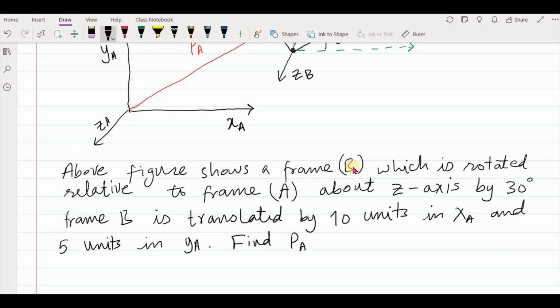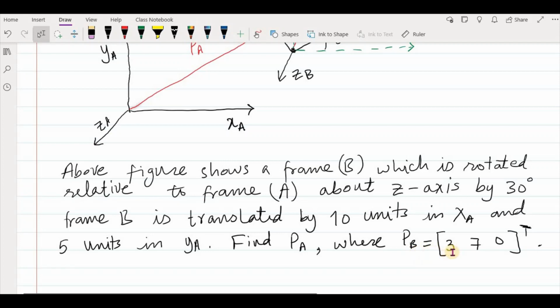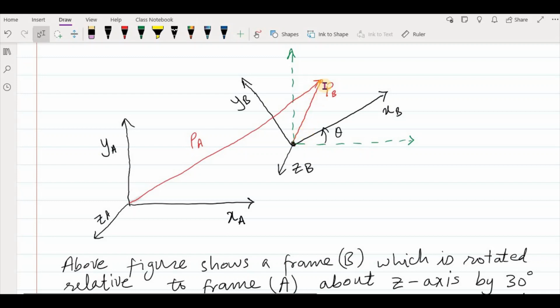Find your position vector A, where your position vector B is [3, 7, 0] transpose. Clearly, we have been given the position vector of frame B, which is 3 along the x-axis, 7 along the y-axis, and 0 along the z-axis. This position vector B has values 3 and 7. It's not proportional actually, I drew it in a rough way. So 3 along the x-axis, 7 along the y-axis, and 0 along the z-axis.